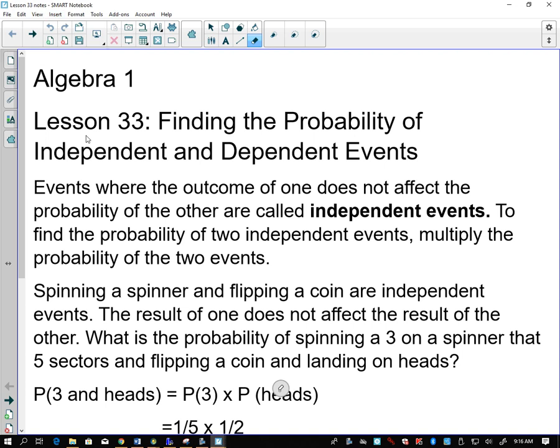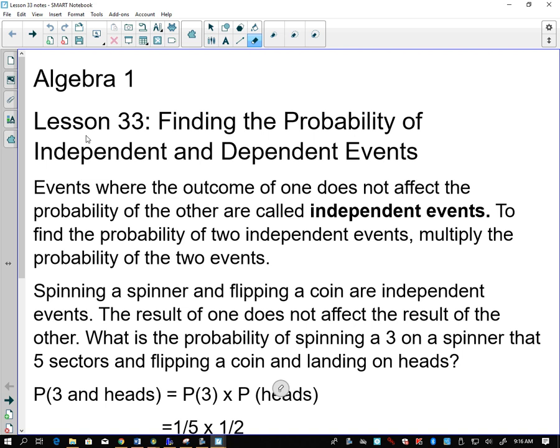All right, Algebra 1, Lesson 33. We're talking about finding the probability of independent and dependent events. Kind of fortunate that one of the last questions that we dealt with from going over our last test was talking about probability. But we're going to add a different facet to it, which is this idea of more than one thing happening and those multiple things that are happening being independent from one another.